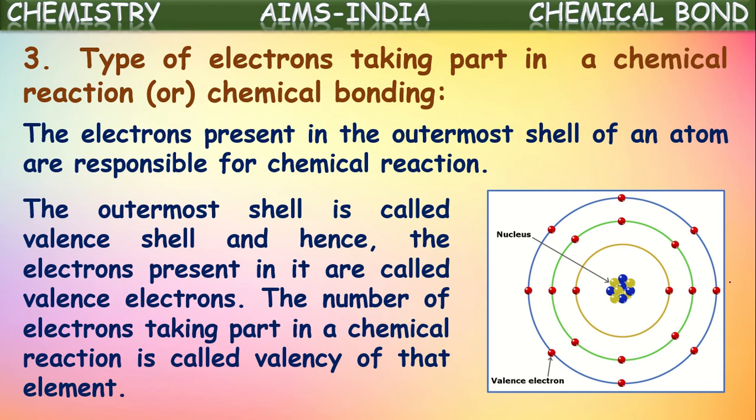Suppose you see here the atom of an element is shown. I think it is argon because it has 18 electrons. And if you observe the outermost shell, the last shell of that atom, there are 8 electrons. These electrons present in the outermost shell or valence shell are called valence electrons. There are 8 valence electrons for this atom. So as there are 8 electrons in the valence shell, this atom is more stable.